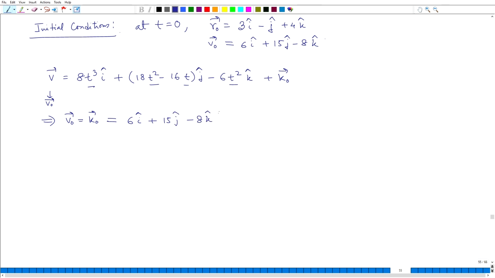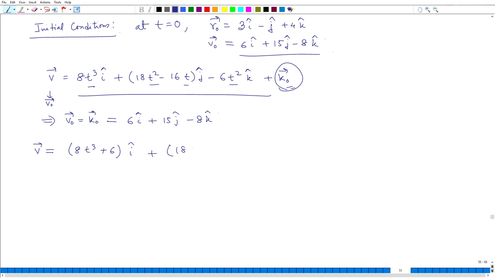So, if you use that, your actual instantaneous v will be this value plus the value of v 0 or the k 0, which are equal, as we have just shown. So, if you write it completely, it will be 8 t cube plus 6 i cap, plus 18 t square minus 16 t plus 15 j cap, plus minus 6 t square plus 8 k cap. So, this is the specific solution for v, the velocity.